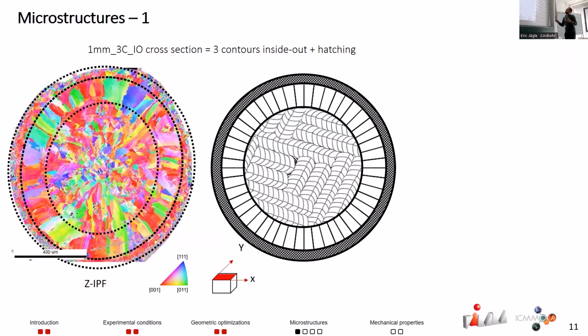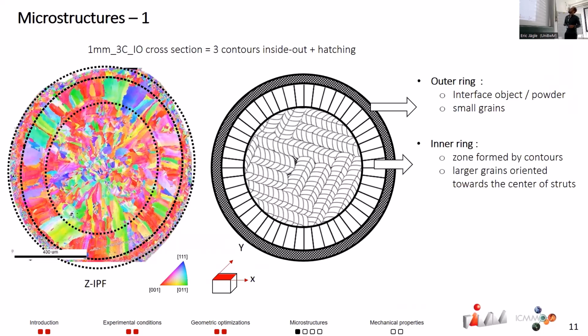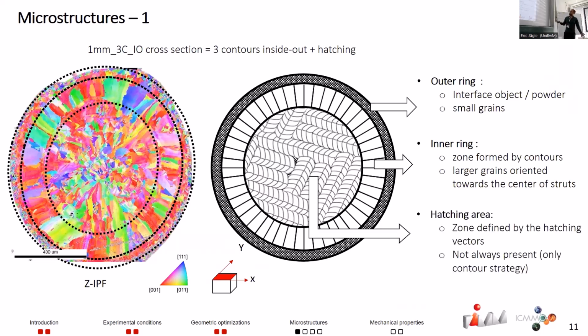And you can see that it's made out of 3 parts. So you have the outer ring, which is the interface between the object and the powder, which is made of small grains. Then you have the inner ring that is formed by contours and large grains oriented towards the center, and the hatching area, the zone defined by the hatching vectors, but it's not always there.